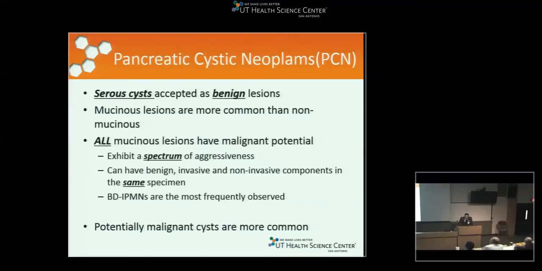So just to review what I've said very briefly, serous cysts are accepted as benign lesions. Mucinous lesions are more common than non-mucinous lesions. All mucinous lesions have malignant potential, and they exhibit a spectrum of aggressiveness, including benign, invasive, and non-invasive components in the same specimen. Of these lesions, branch duct IPMNs are the most frequent. So potentially malignant cysts are more common than serous, universally benign cysts.